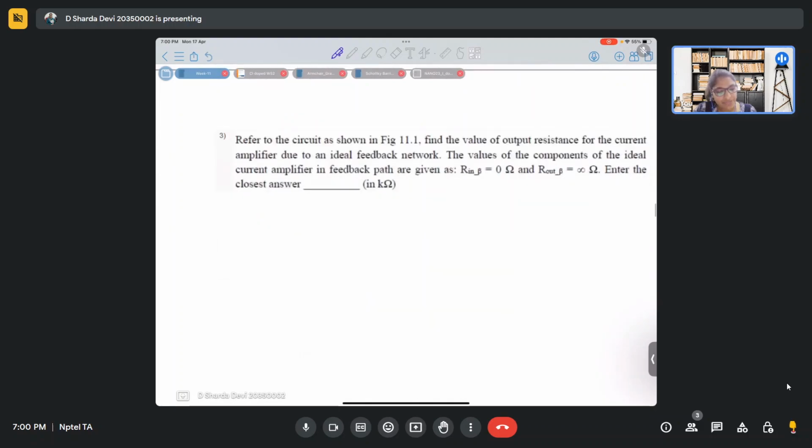Now coming to refer to the same circuit and find the output resistance. As I said, what will happen to the output resistance? It will increase. So it will increase by the factor of 1 plus A into beta. The output resistance is 4K. So how much is the output resistance that we are getting?